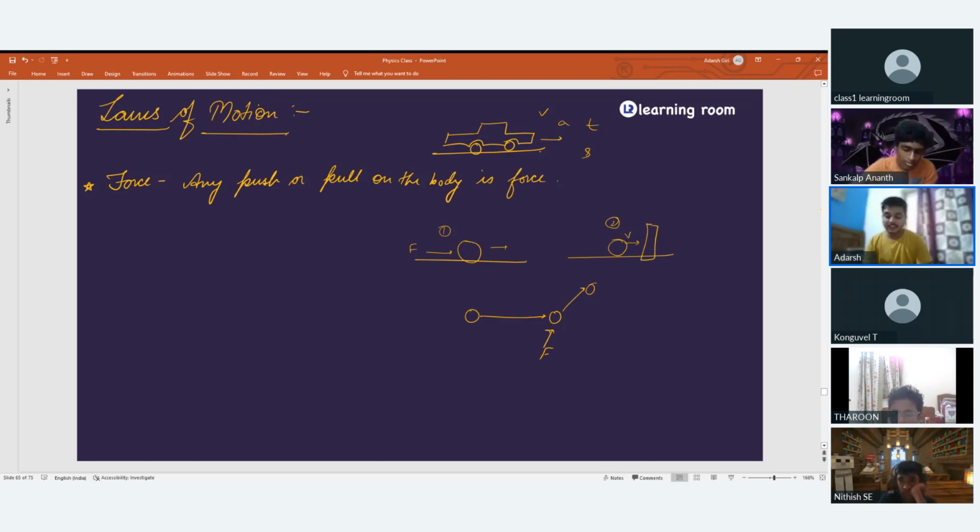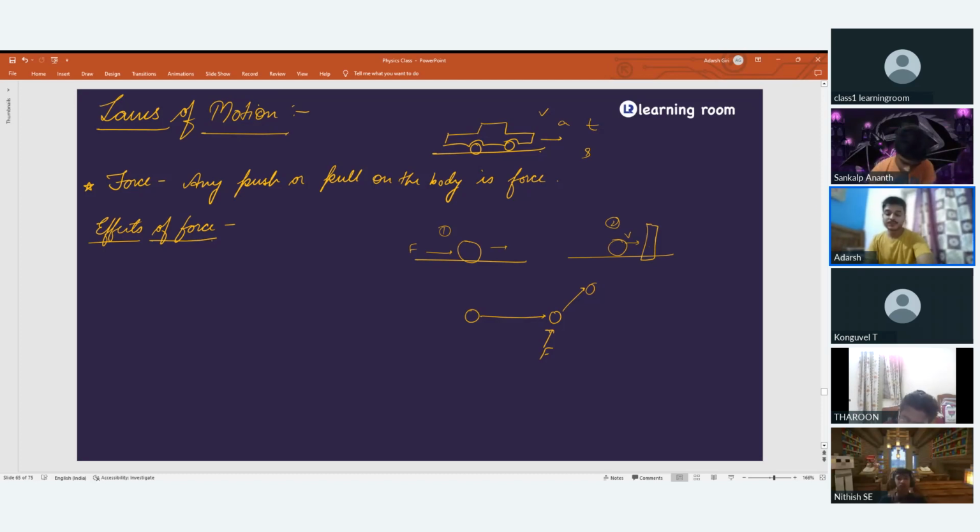What was the second effect of force? Force causes motion. Force can create motion. Force can stop a moving body. Force can change the direction of a moving body. So the simple definition of force is like this: any push or pull on any body is force.